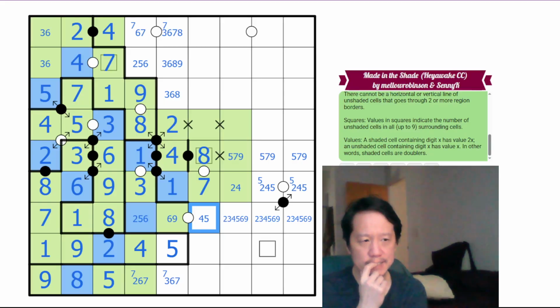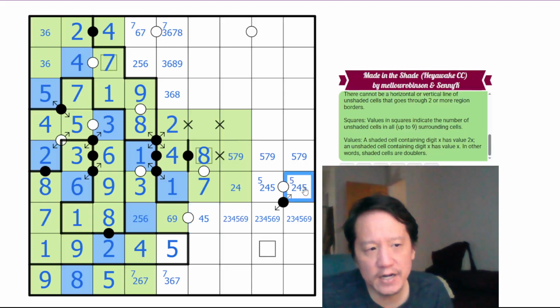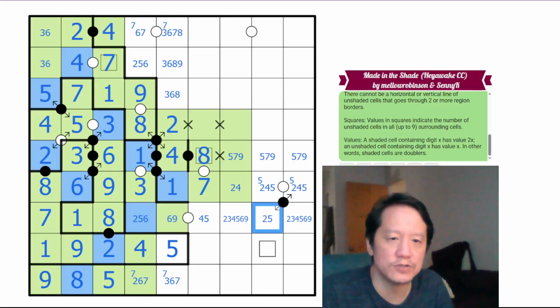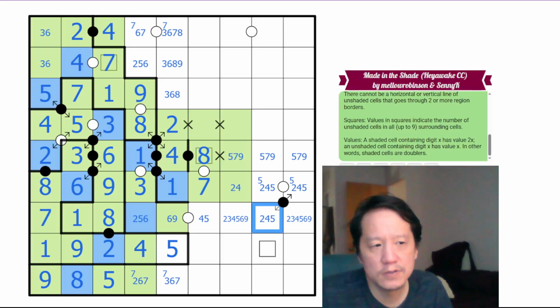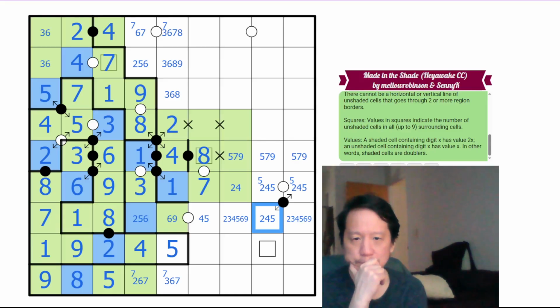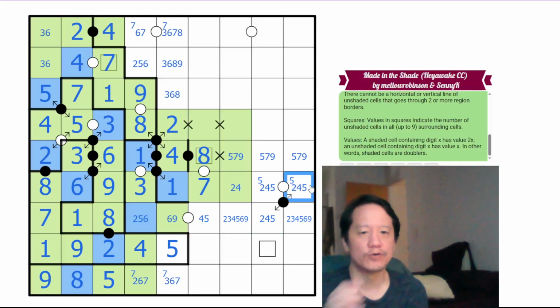Okay. It can't be 8 because of 8 in the column and row. This is going to be either a 5 in value, which would force that to be 5, or a 4 in value, which would force this to be 2 or 4. Or 1. Well, you can't have a 1 in the row. So, interesting. So this value is going to be 4 or 5.